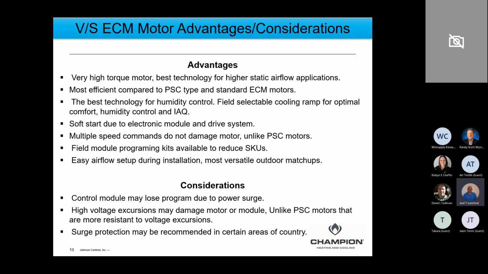Some of the considerations, like any ECM motor, the control module may lose its program if you have a really hard power surge. High voltage excursions above about 250 to 260 volts may damage the motor or the module. And then surge protection may be something to consider in certain areas of the country. So of all the motor technologies we have, my favorite as far as efficiency, comfort, humidity control, flexibility is actually the variable speed ECM type of motor.